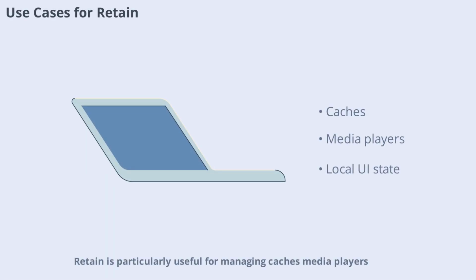Retain is particularly useful for managing caches, media players, and local UI state. Its ability to persist non-serializable objects across configuration changes makes it ideal for scenarios where traditional state management solutions fall short. By integrating Retain, you can enhance the reliability and user experience of your Compose apps.